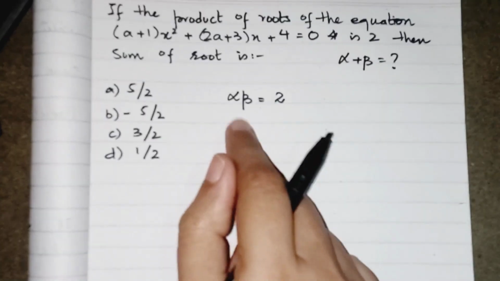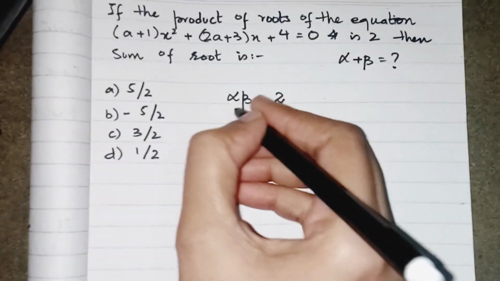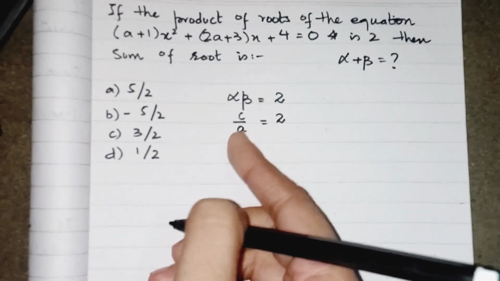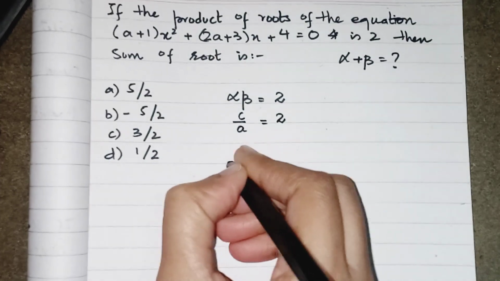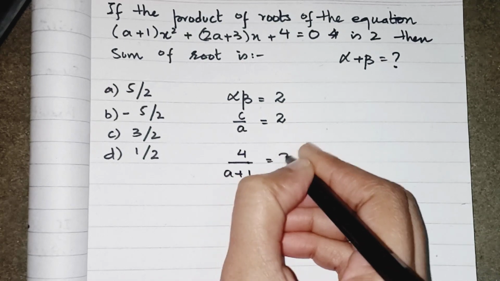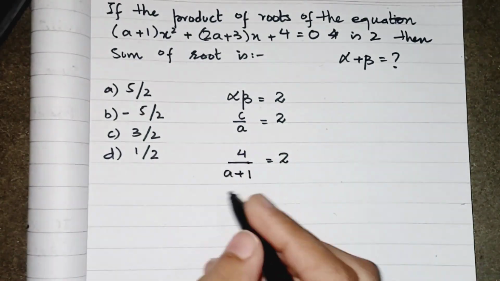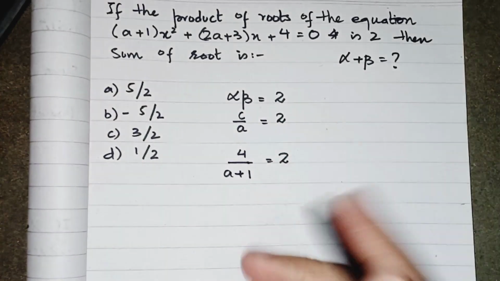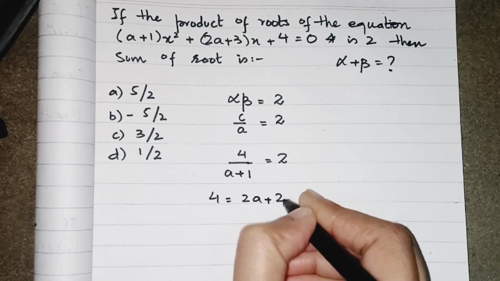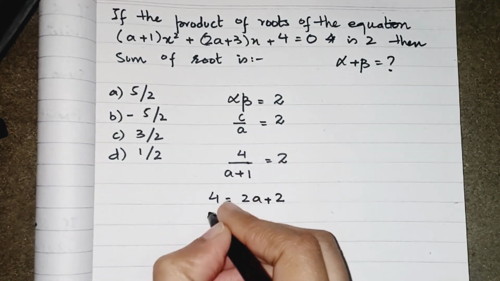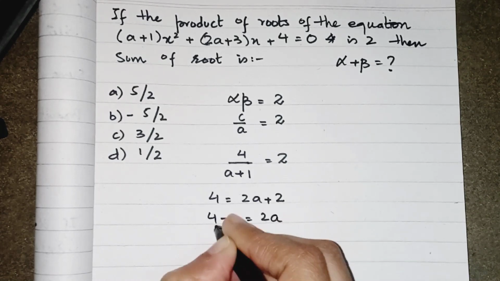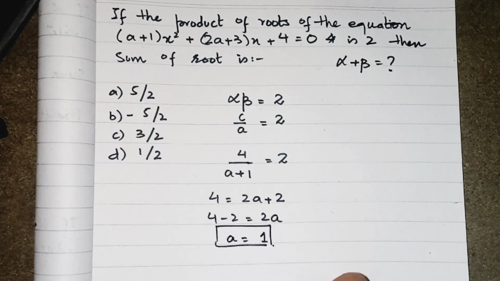Now we know the formula: alpha into beta is c upon a. So c upon a is equal to 2, where the value of c is 4 and the value of a is a+1. So 4 = 2(a+1), which is 2a + 2. Then 4 minus 2 is equal to 2a, so a is equal to 1. So we get the value of a from here.